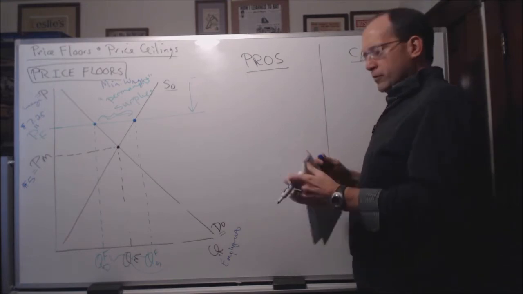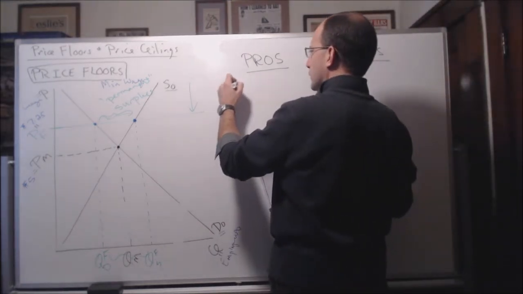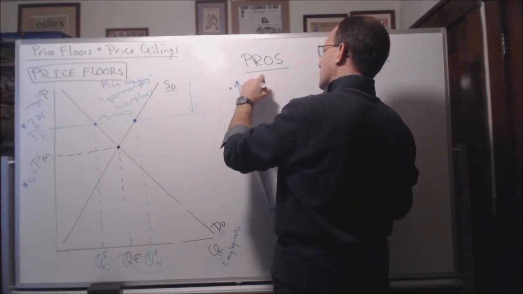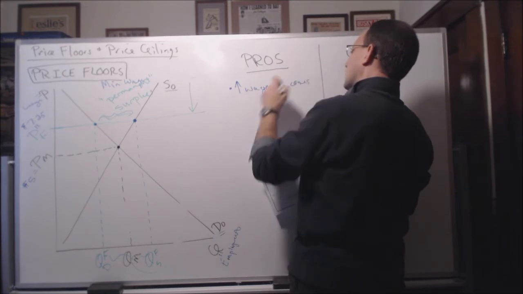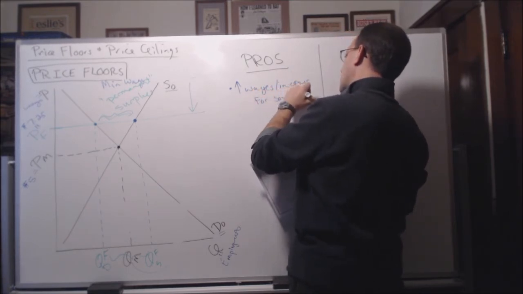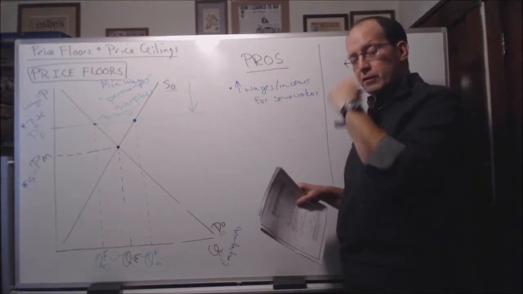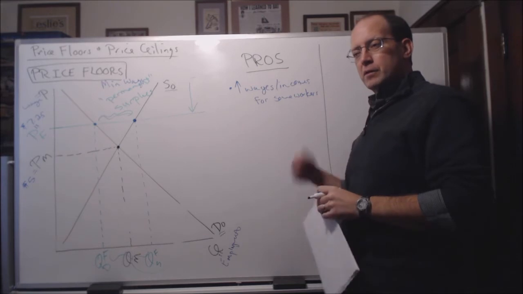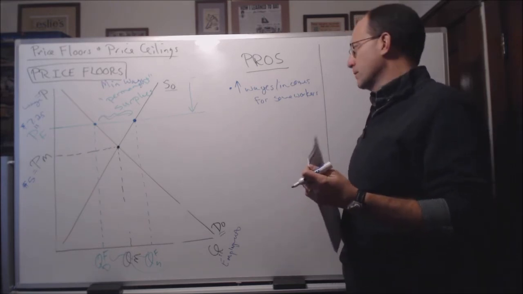On the pro side, what's a plus? Well, one plus is definitely we get higher wages or incomes for some workers. So if you're one of those workers that now is going to get paid $8.25 an hour instead of $7.25, you're going to be, yay, I get more money every week, right? Every hour, every week, every year.